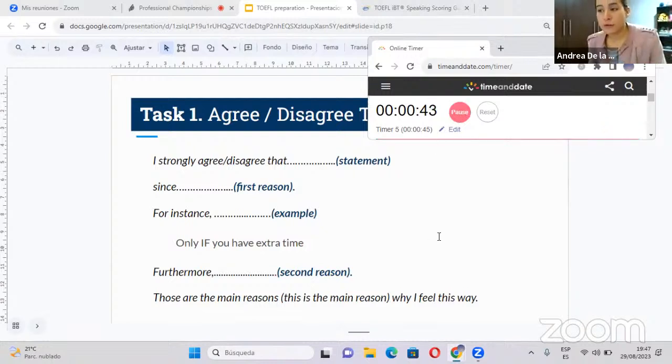I strongly agree that online courses are more effective than the traditional ones, since you get to save a lot of time. For instance, students get to save time by not having to commute. Right now, I'm taking a biology course online, and I save around 45 minutes that it takes me to get from home to university every single day.